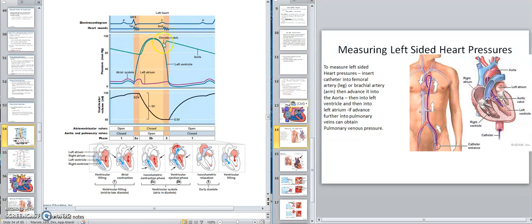That aortic pressure is so high, it causes a dicrotic notch. And then the aorta runs off until finally it comes back and you do it again. So that would be looking at the aortic pressure. Okay. Now we're going to push the catheter in a little further. Now we're pushing it in to the left ventricle.